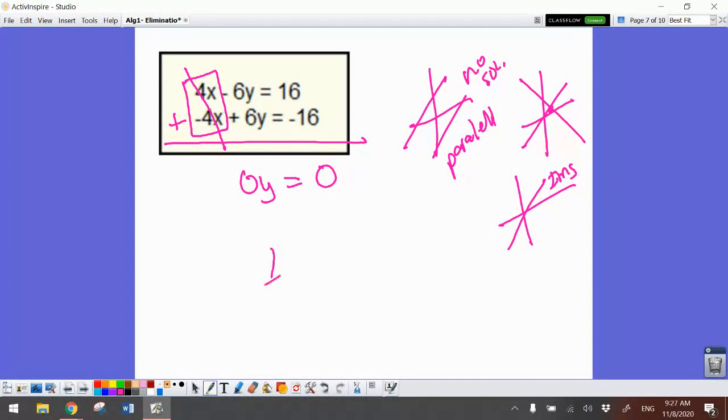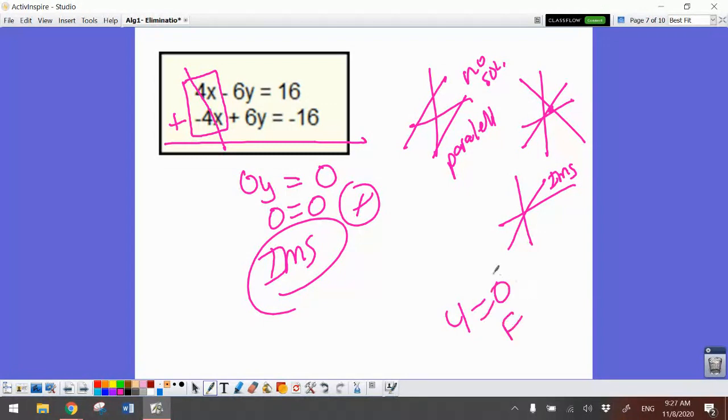If you said, hey, that's an infinitely many, I hope you realize that 0 equals 0, and that is a true statement, okay? If I would have come up with 4 equals 0, I know that would be false, and that would lead me to a no solution. So we will get some of these where the x and the y's will eliminate, and we will come up with a no solution or an infinitely many. So pay attention to that as you're working.